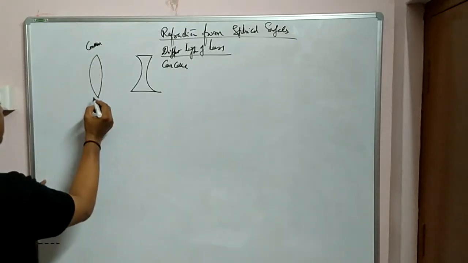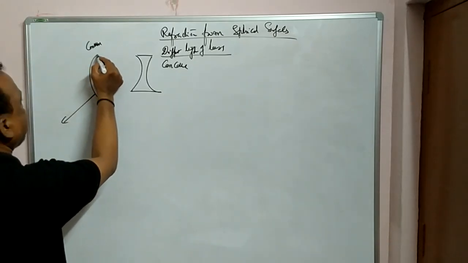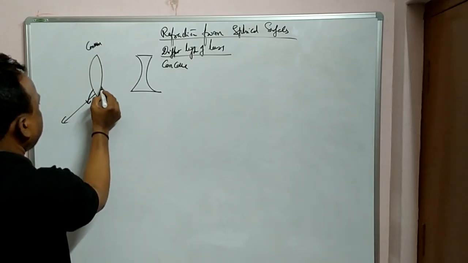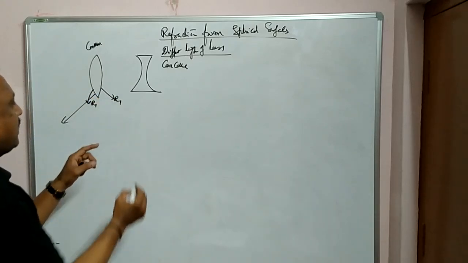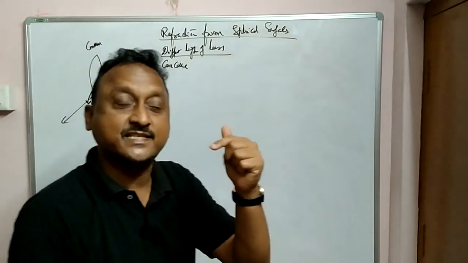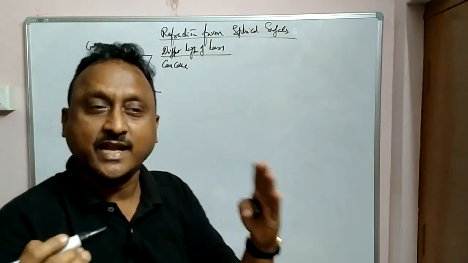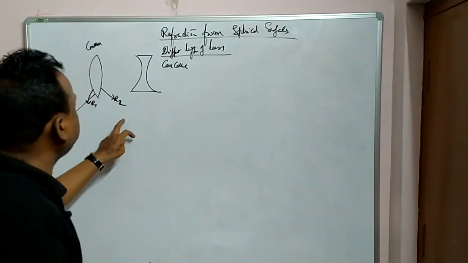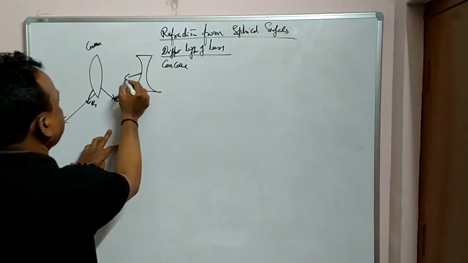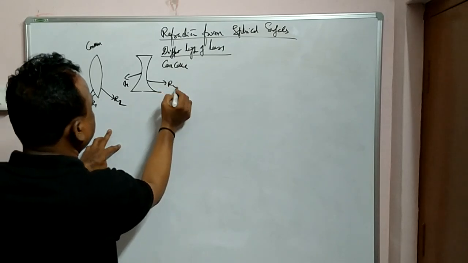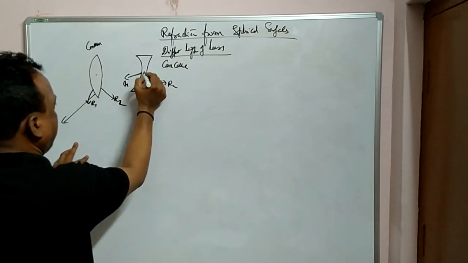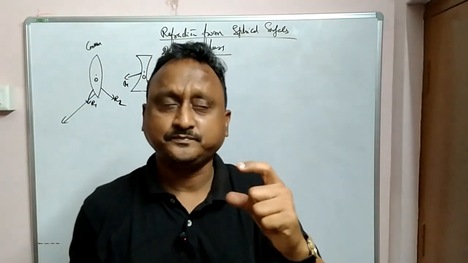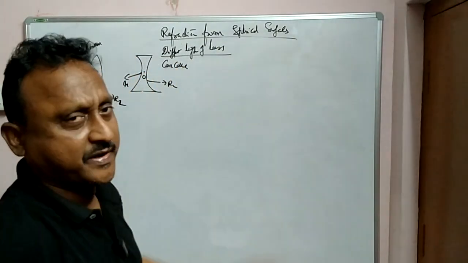In convex, you have again varieties, and please make a note: this is R1, this is R2. R1 is the one where the light is first incident. That is taken as R1, and the second one is R2, the radius of curvature. This is R1 and this is R2, and this center point is called the optic center. In mirrors I told you pole, and in lenses it is the optic center.